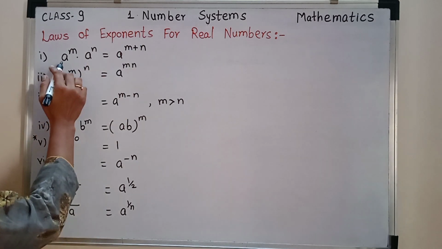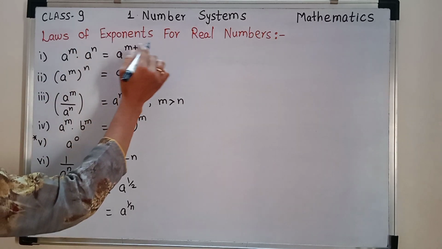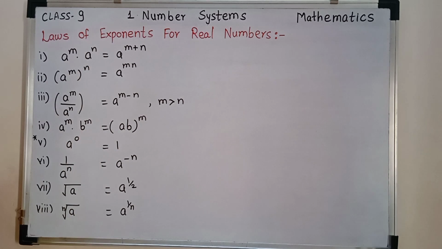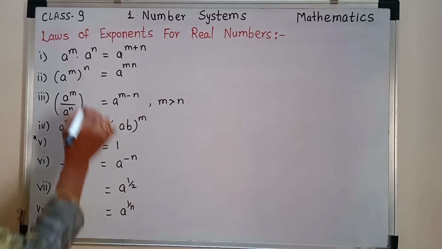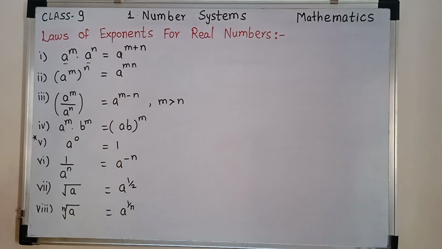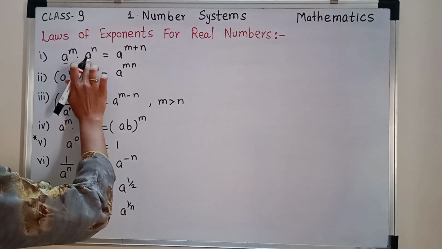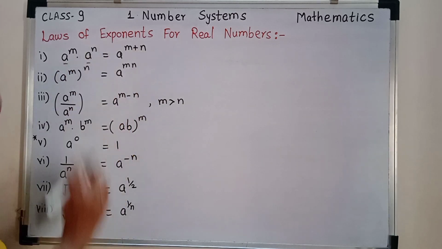The first law is that a raised to m into a raised to n equal to a raised to m plus n. The dot means here the multiplication. So if the base is same and having different powers, then the powers will be added at the last. So it will be a raised to m into a raised to n equal to a raised to m plus n.